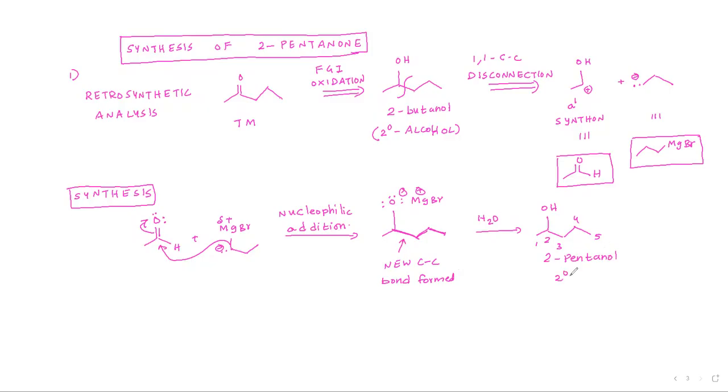Now this is a secondary alcohol. And we know that a secondary alcohol on oxidation with PCC gives rise to the ketone. So 2-pentanone is obtained. 2-pentanone is formed. Very simple and very interesting. I'll give you another method for the synthesis of 2-pentanone.